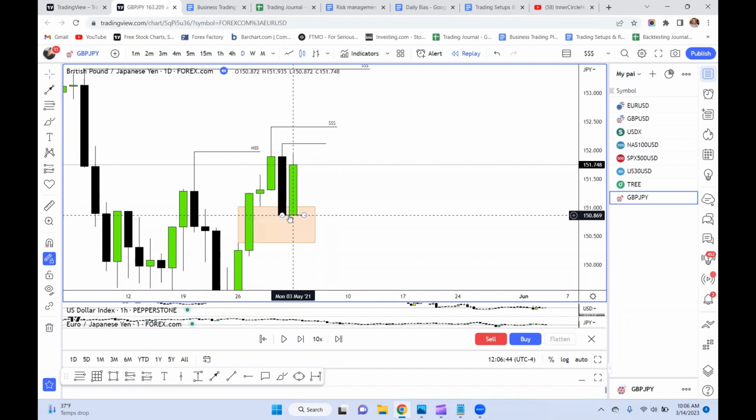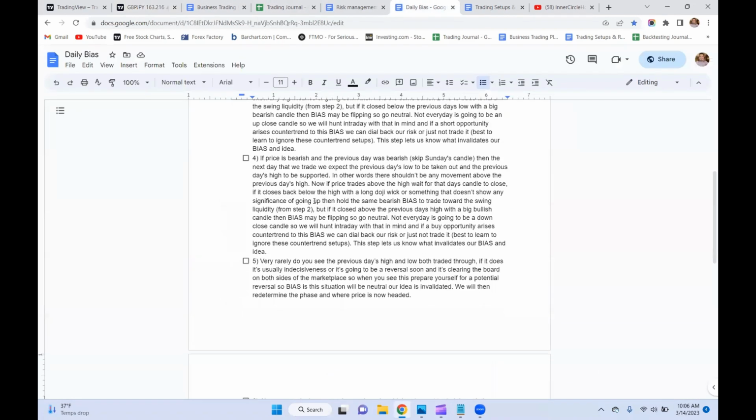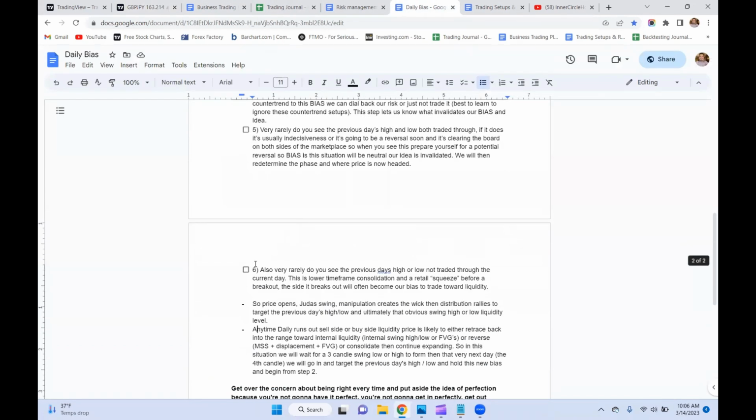Okay, so the low didn't get broken, but the high didn't get broken either. Now, in this situation, I do have it written. Very rarely do you see the previous day's high or low not traded through the current day. This is lower time frame consolidation and a retail squeeze pattern. Okay, so before a breakout, and the side it breaks out will often become our bias to trade toward more liquidity.